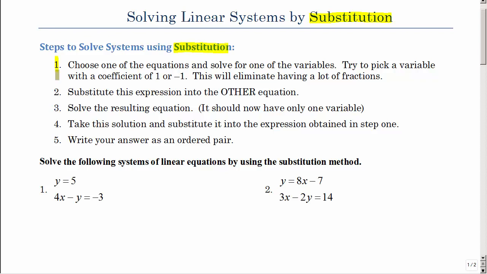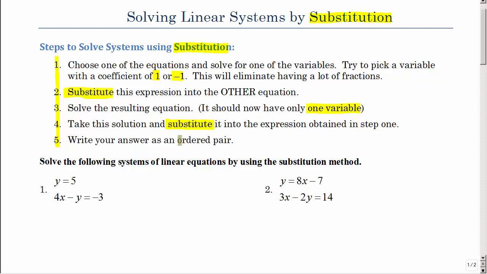So we have several steps, as you can see here. We're going to choose one of the equations and solve for one of the variables. And you really want to try to pick a variable with a coefficient of 1 or -1. That way you won't have to deal with a lot of fractions. Then we're going to substitute, that's why it's called substitution, this expression into the other equation. Then we're going to solve the resulting equation because it should now only have one variable. Then we're going to take that solution and again substitute it into the expression obtained back in step 1.